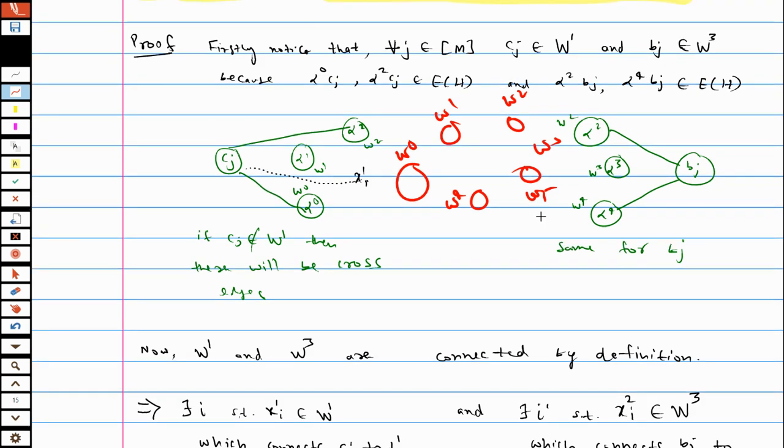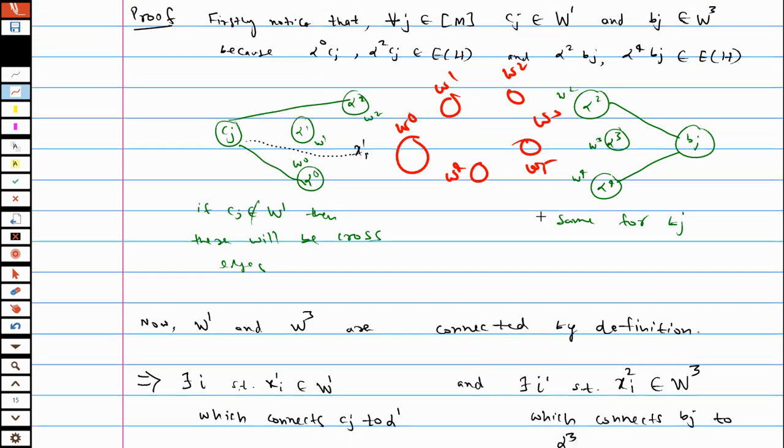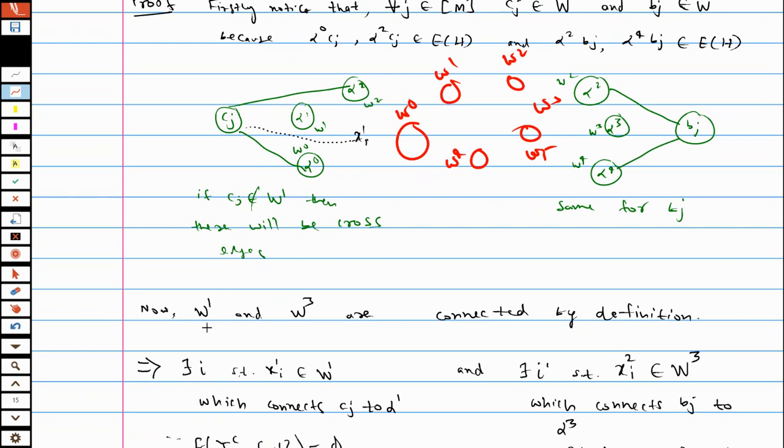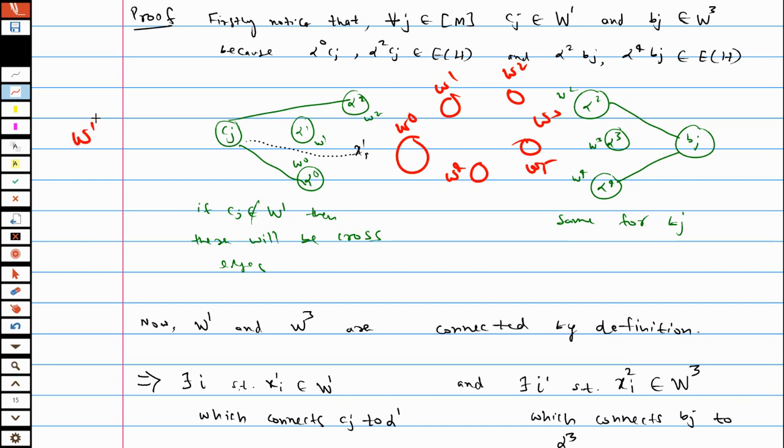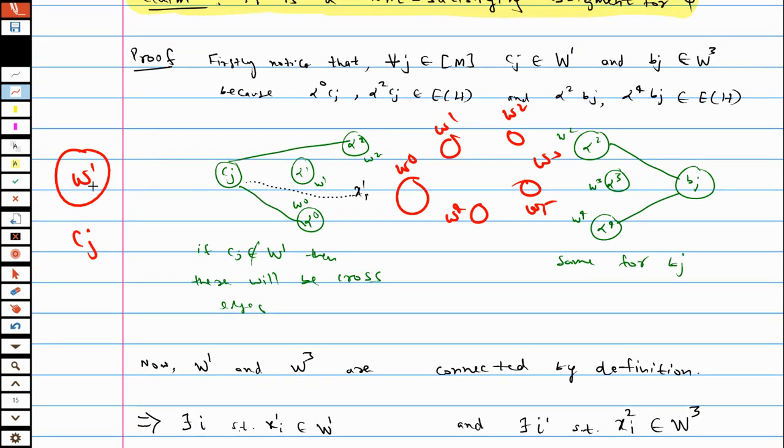Now, since we know that W1 and W3 are witness sets, they are connected. So let's look at set W1. Okay. So W1 currently contains all CJs, right? CJ is in W1 only. So I'm saying W1 contains all CJs, and it also contains alpha 1 by assumption. But I know that CJ is not directly connected to alpha 1. It is connected to alpha 2 and alpha 3. And I know that alpha 2 is in W2. So CJ is like this, and alpha 0, right?